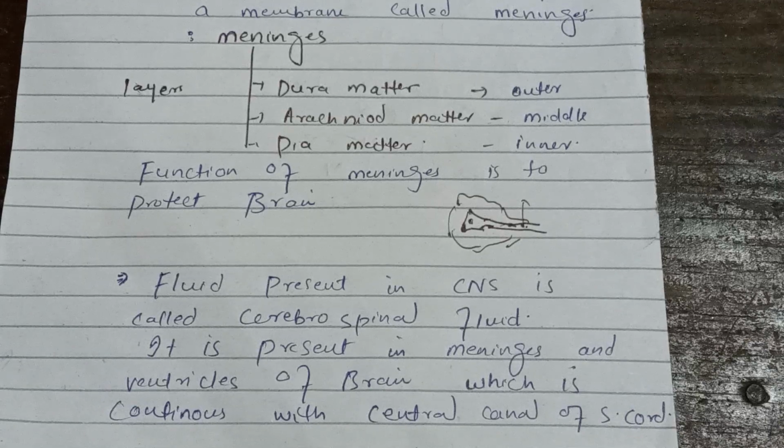There is a fluid present in the central nervous system called cerebrospinal fluid. It is present in the meninges and ventricles of the brain, which is continuous with the central canal of the spinal cord. Ventricles are the potential spaces within the matrix of the brain and spinal cord. In the spinal cord, they are called the central canal. If these potential spaces are present within the brain, they are called ventricles. I will discuss ventricles in detail in later lectures.